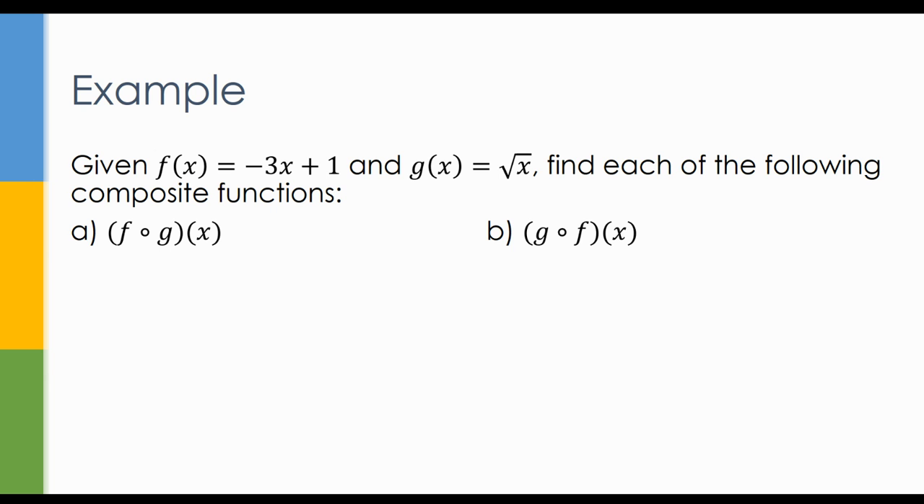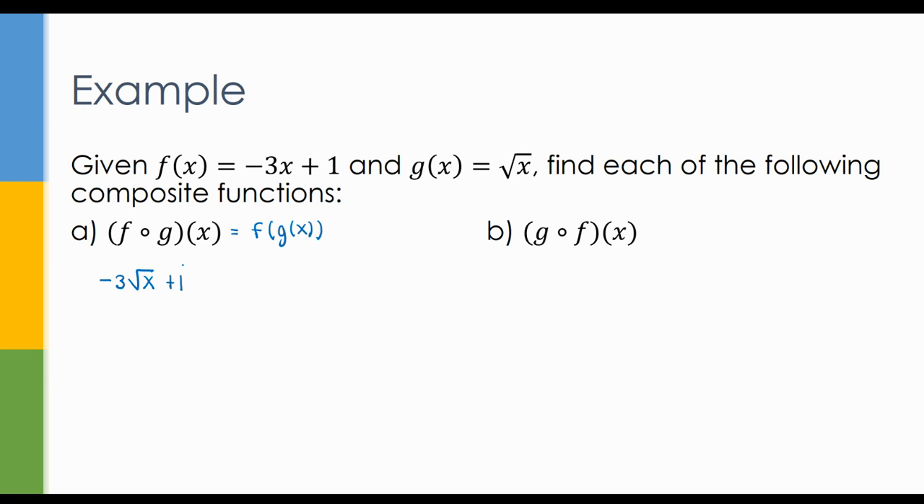Okay, let's look at a couple more. So here I have f of x equals negative 3x plus 1. G of x equals the square root of x. We're going to do our composition going both ways again. So remember, when f is first, we're doing f of g of x. So the g of x goes into the x in the f of x function. So we're going to have negative 3, but now I'm replacing the x with the square root of x, and then I'm going to add 1.